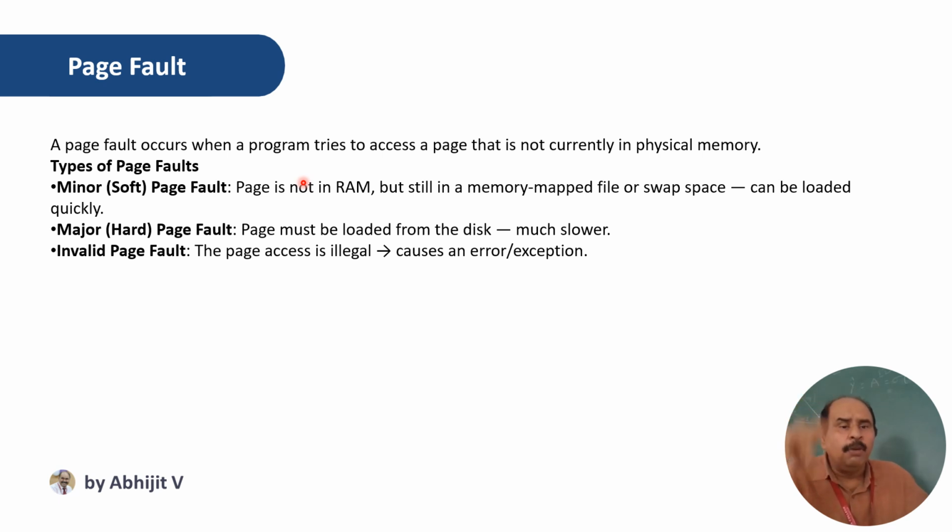Major means the page must be loaded from the disk, which is much slower. It is not in the queue, and there is no process that waits for it. The third one is that there is no such page at all; the page access itself is illegal. So these are the kinds of page faults that might occur in demand paging.